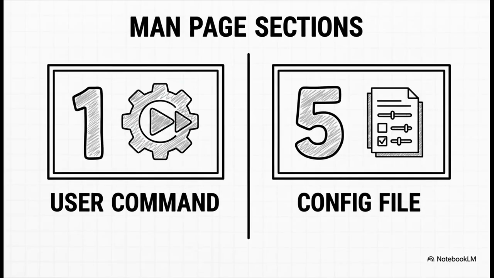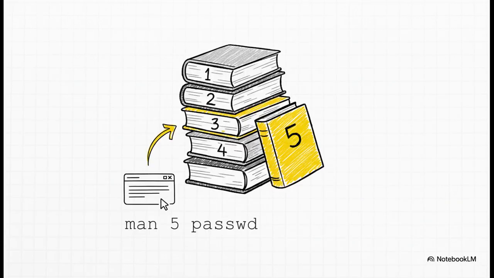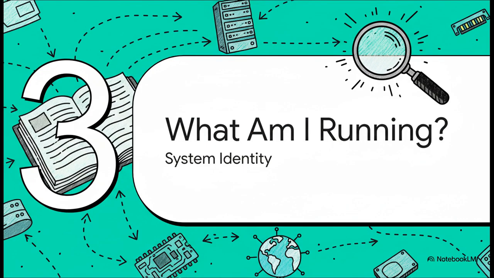And here's the key thing to wrap your head around. Section 1 is for your everyday user commands. You know, the things you actually type and run. But Section 5? That's for documentation on configuration file formats, like the /etc/passwd file itself. So one is a tool you use, and the other is a file you read about. So how do you tell man which one you want? Super easy. If you want to read about the password file format, you just specify the number. You type man 5 passwd. This takes you directly to the right page, and honestly, it is a game changer for avoiding confusion.